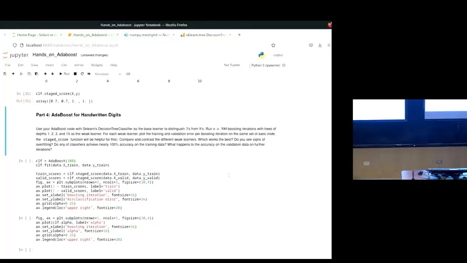Perfect. Now let's go back to our digits data set. So now it's 300 rounds. In this case, you just hope your code is efficient, otherwise it's going to take minutes. But let's see.